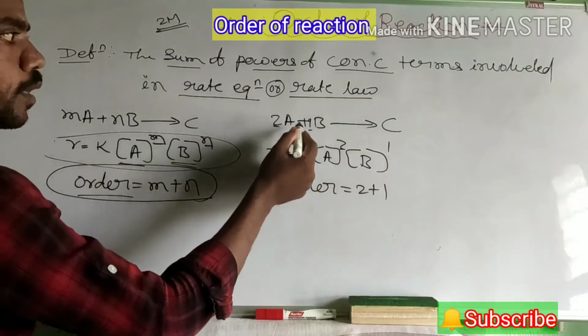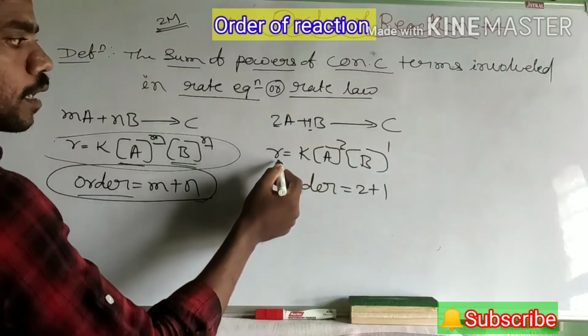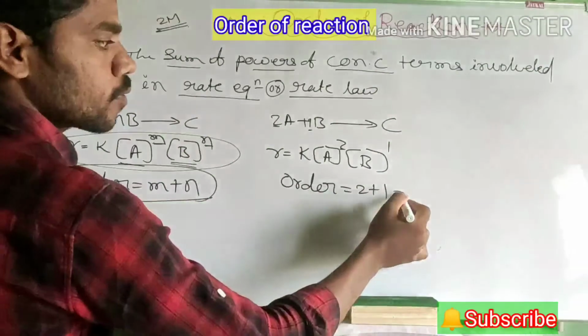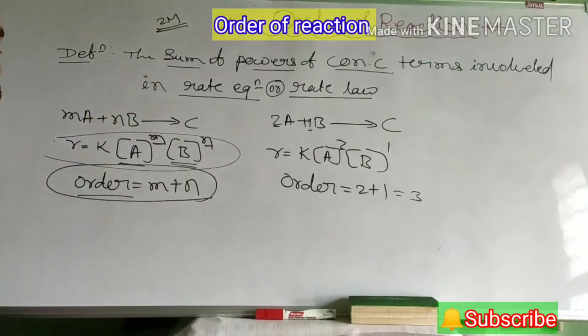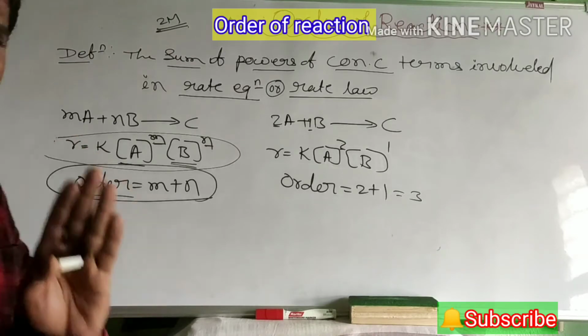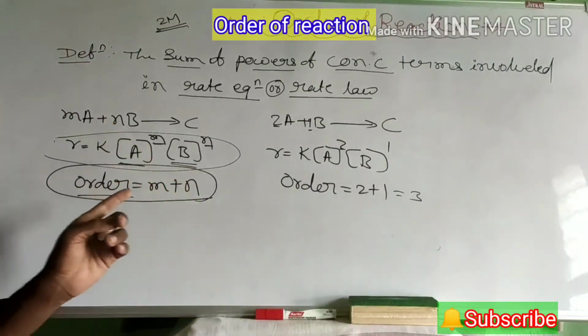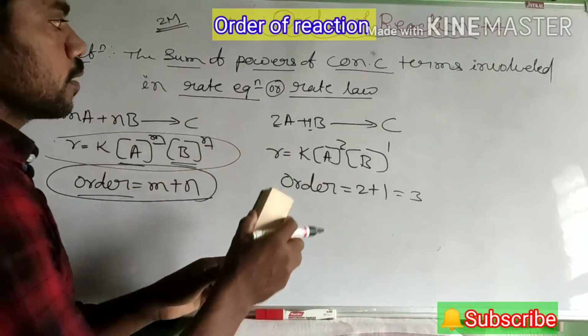Example, I will take it. 2A plus B gives C. Our rate equation: rate equals K into A to the power 2, B to the power 1. Therefore, 2 plus 1 equals 3. This is the order of a reaction. I hope it is very clear now from observing this general case and the example. I will go for one more.